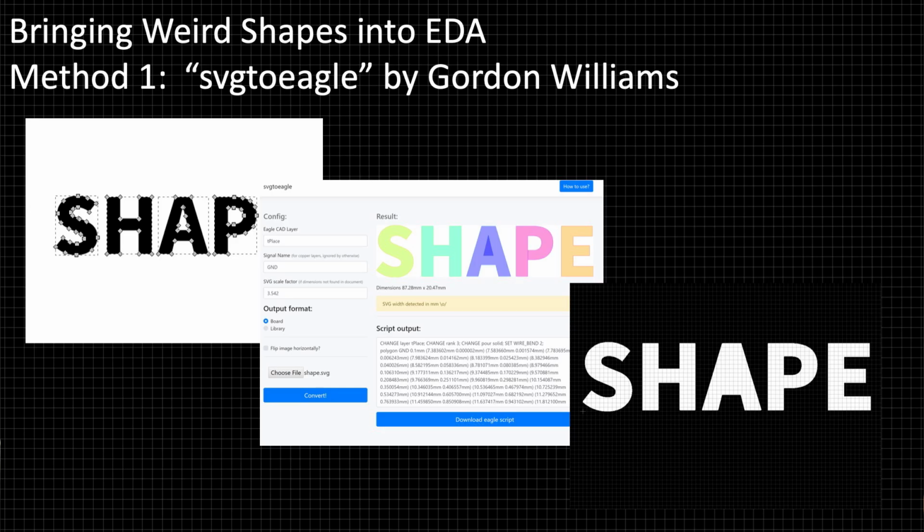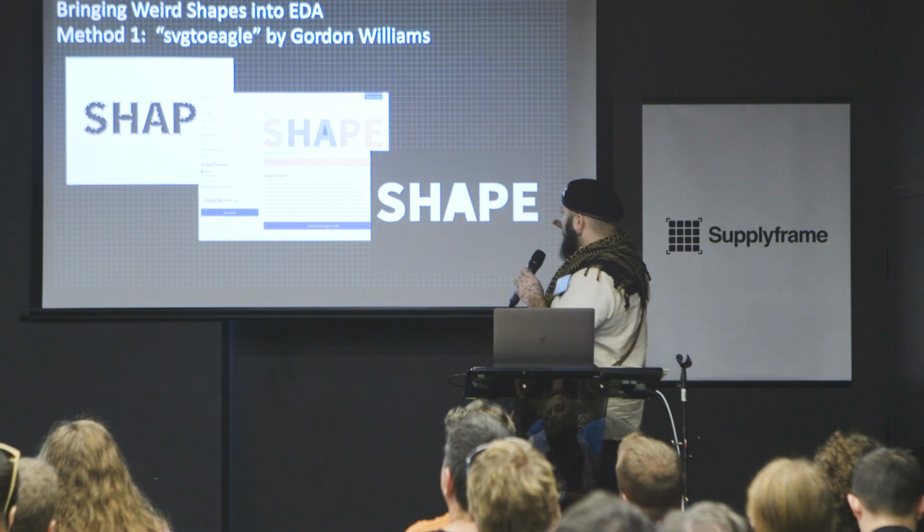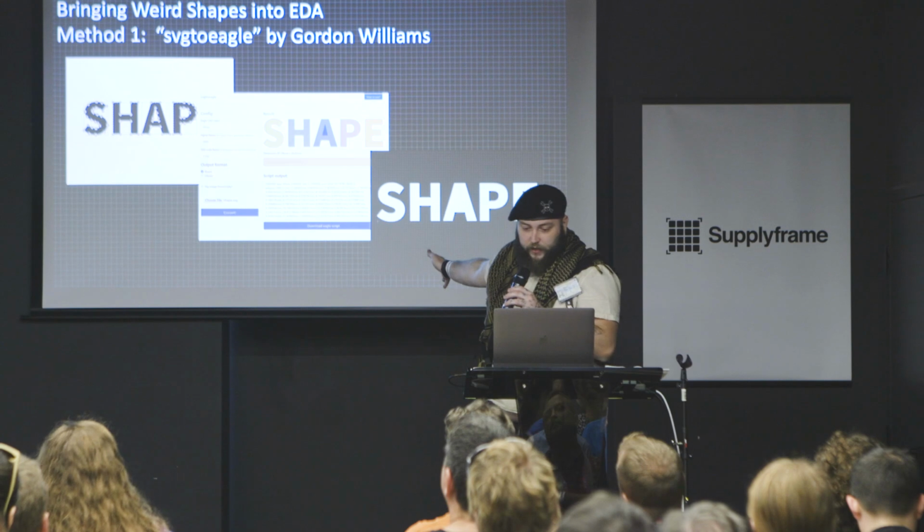Basically, you take your thing in the drawing program, you bring it into SVG to Eagle. It's a little web interface. You can run it right on github.io, or you can download it and run it locally if you're into that. And it exports an Eagle script. You run the script in Eagle, and you get your shape on your board, any layer that you want.